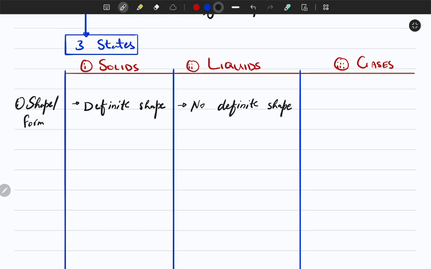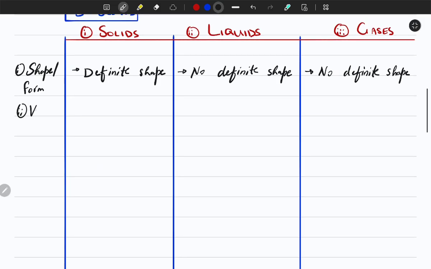For example, let's talk about water. If you put it in a glass, it takes the shape of the glass. If you put it in a bottle, it takes the shape of the bottle, and wherever you put it, it takes that shape. So it doesn't have a defined shape. The same is true of gases: no definite shape. They acquire the shape of the container.